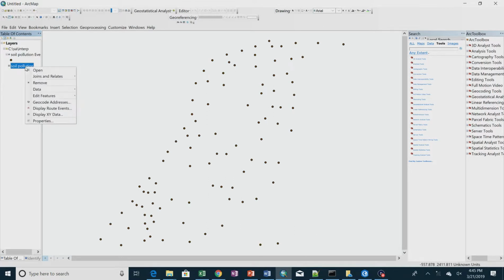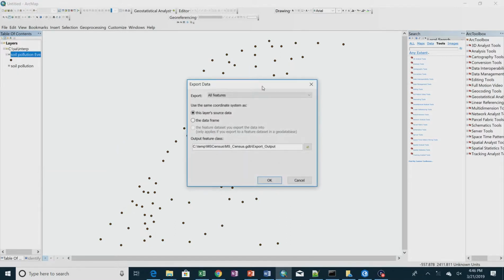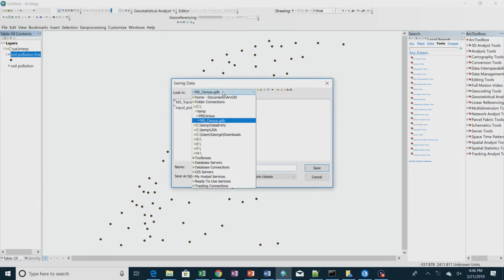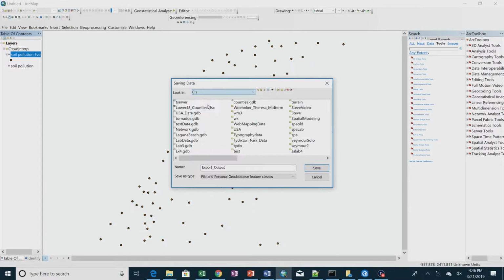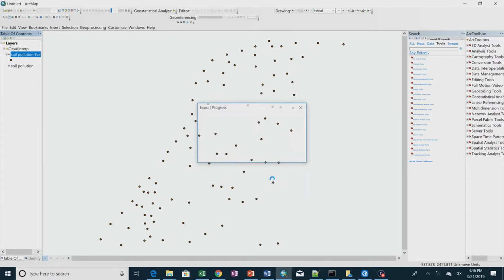Now I can say data, export data, and I can save this. I'm just going to put it back in C temp or C SA interp and call this, oh, sorry, that's my name. I'll just call this soils data. And then hit save. Okay. I'm not going to add it there.